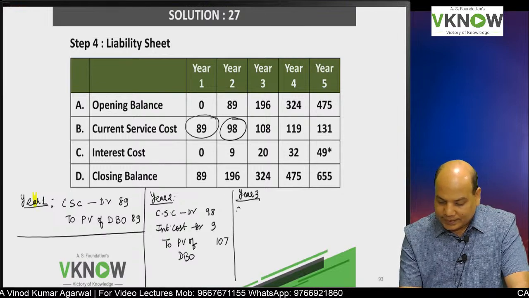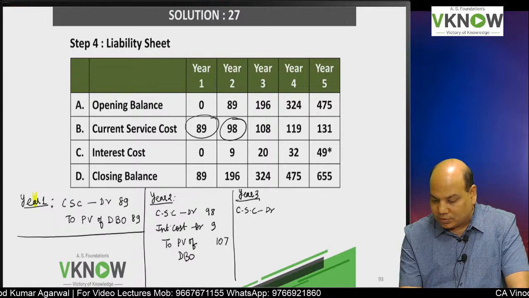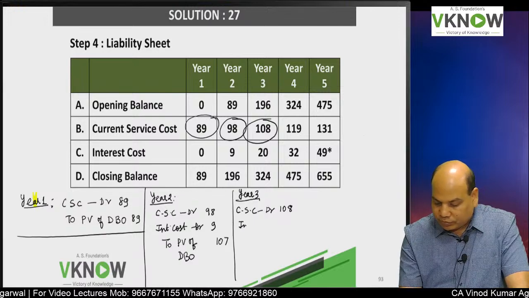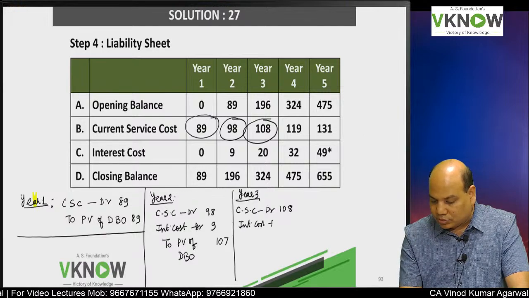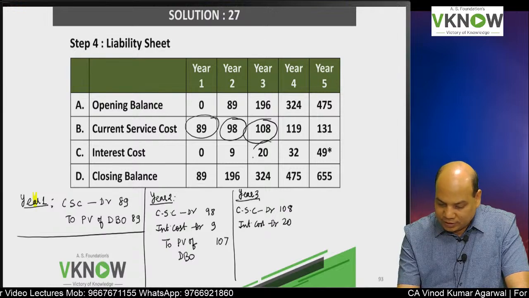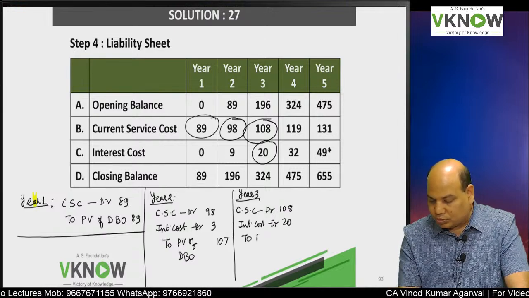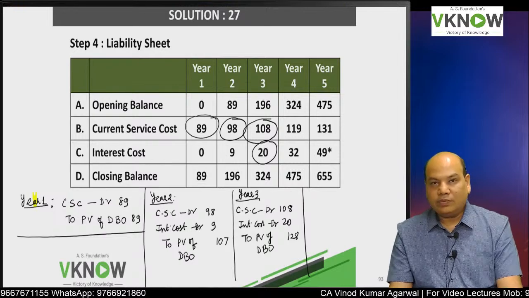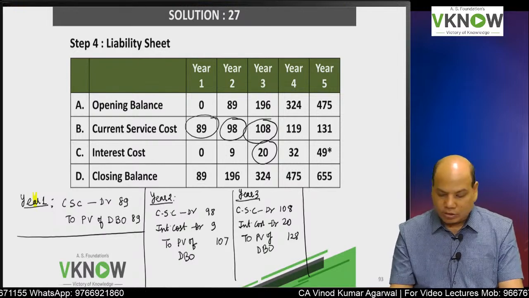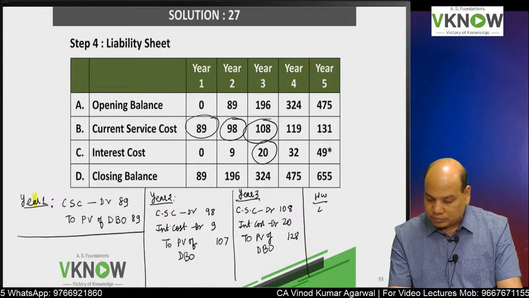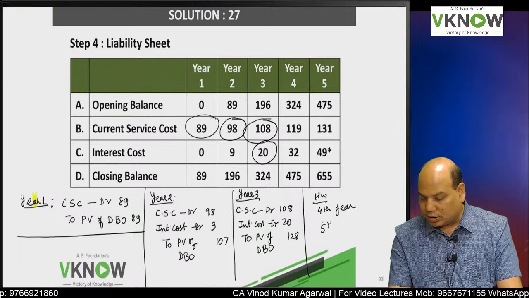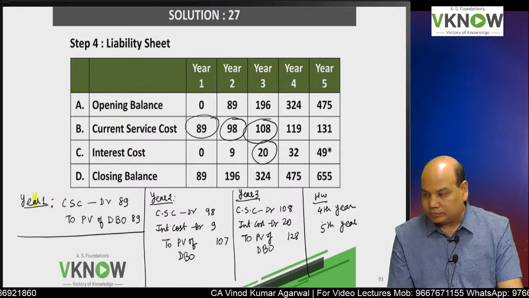Year 3 current service cost account debit, if they ask you to pass journal entry, this 108. Interest cost account debit 20, this 20, to present value of DBO 128, and that way you will pass entry in the 4th and 5th year also. So homework, pass entry in the 4th year and pass entry in the 5th year.